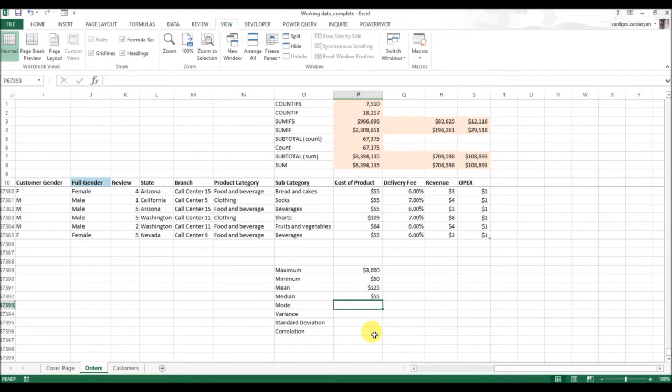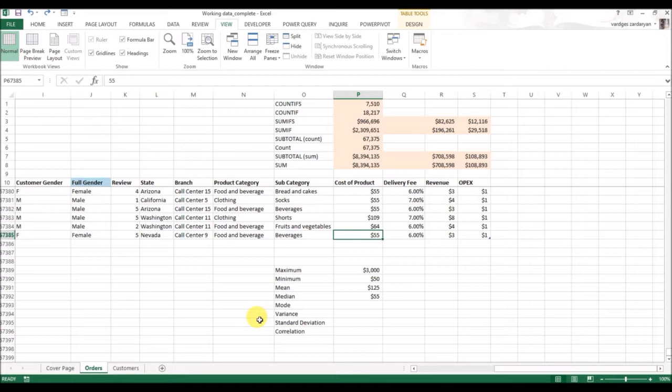Now, for a more illustrative showing, let's change one cost of product and insert, for example here, $1 billion. Only for example. Enter. You see that our average was changed, but our median wasn't. That is why, in such cases, the median is a better central value for the whole dataset than the arithmetic mean. Let's undo the last change.